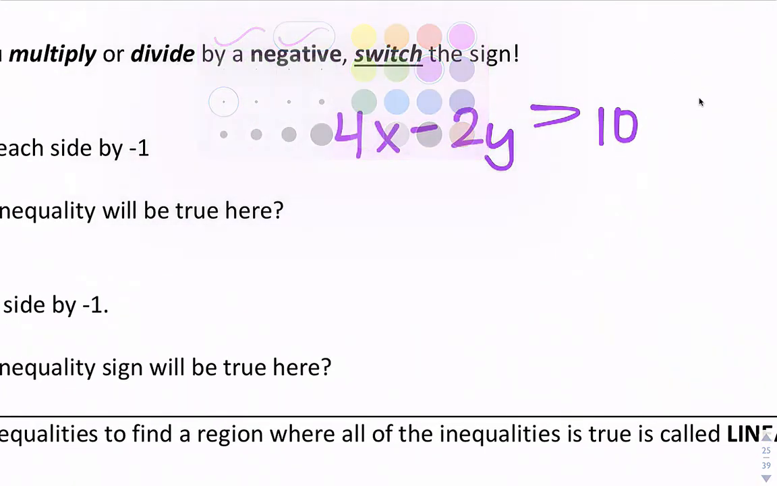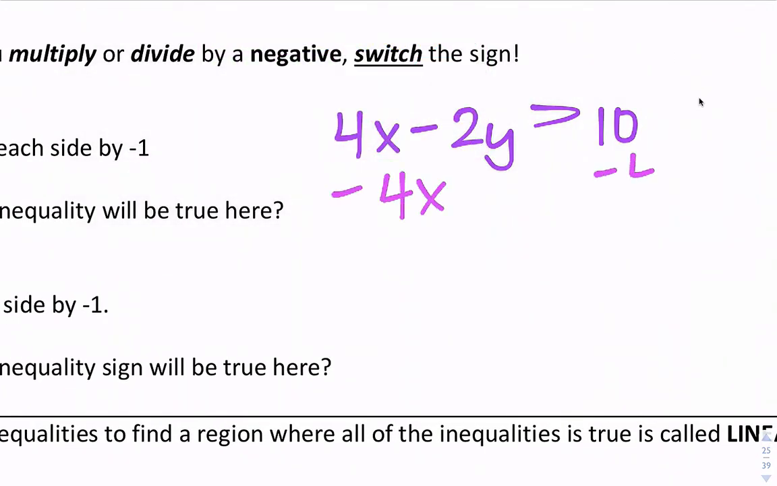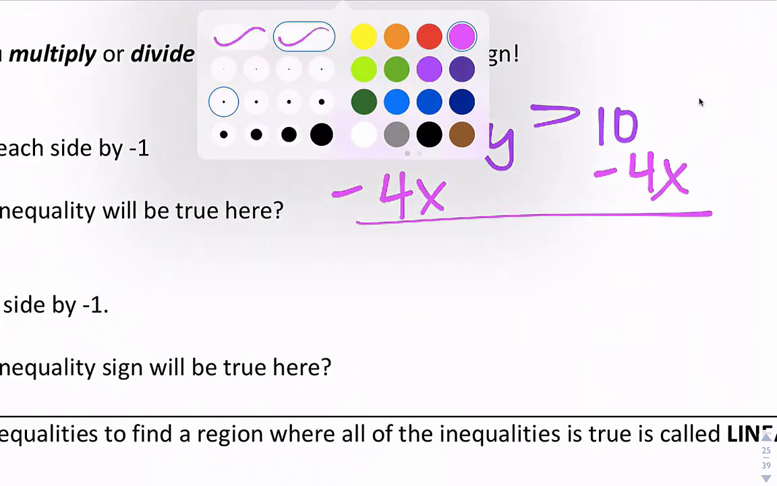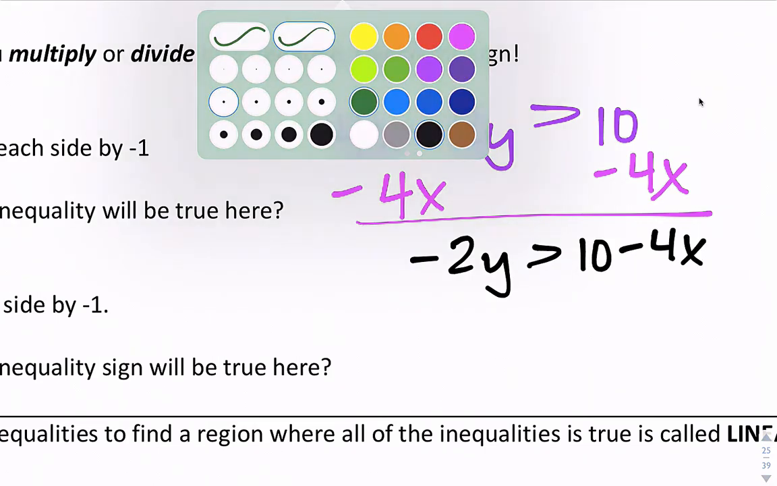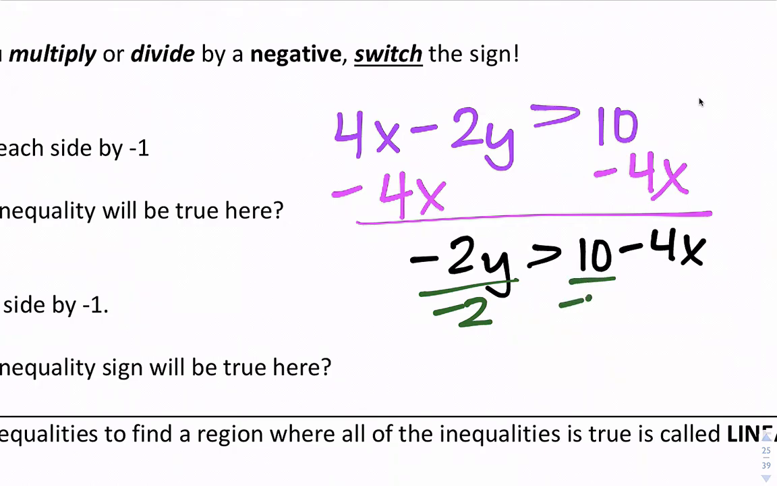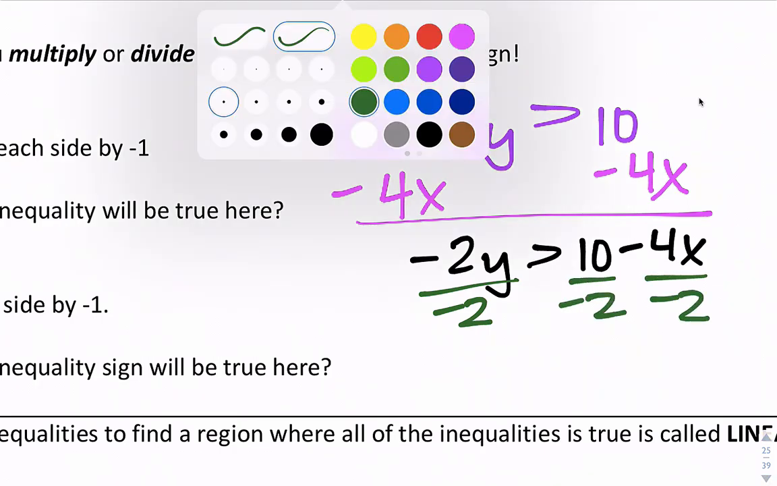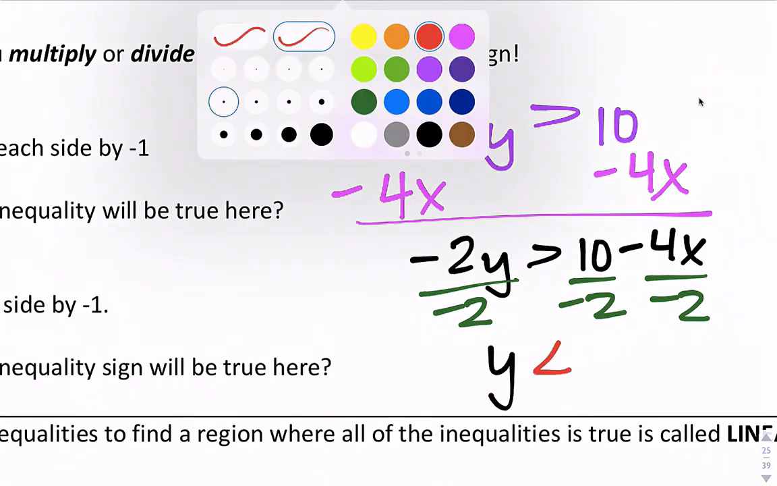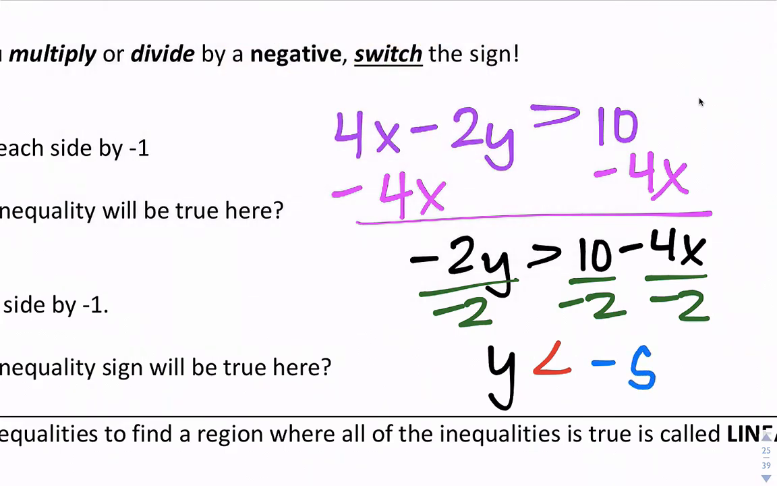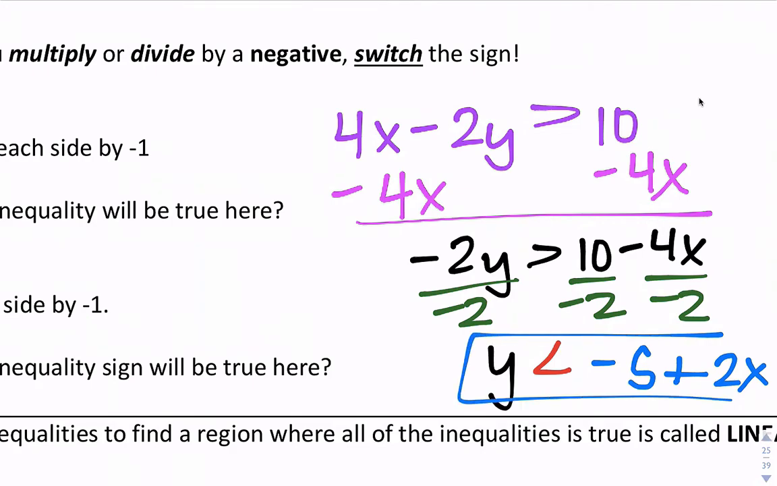So first step, we will subtract 4x from each side. And when we do that, we will get negative 2y is greater than 10 minus 4x. We will divide by negative 2. And when we do that, we will get y, but now we switch the sign because we divided by a negative. So now y is less than negative 5 plus 2x. So here's the new inequality. All right, so again, we switch the sign because we divided by a negative.